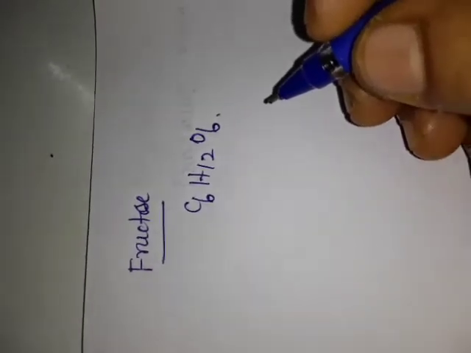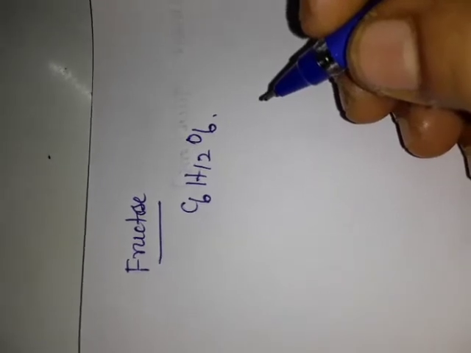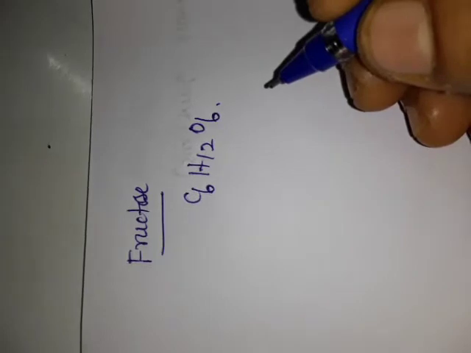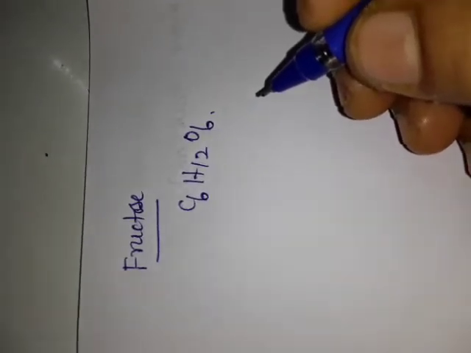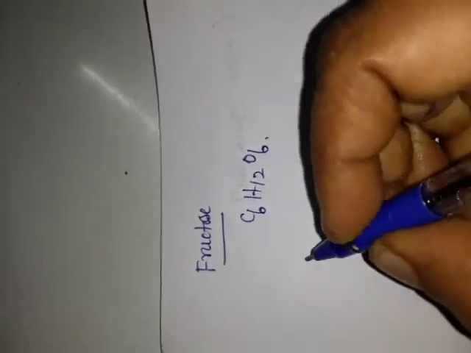It is levorotatory, that is, it rotates the plane polarized light to the left, in the anti-clockwise direction. It is mainly present in fruits, so it is also called fruit sugar. Now, preparation. Fructose is obtained from sucrose.